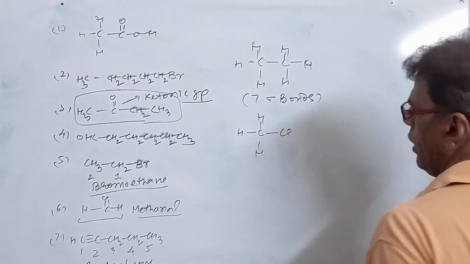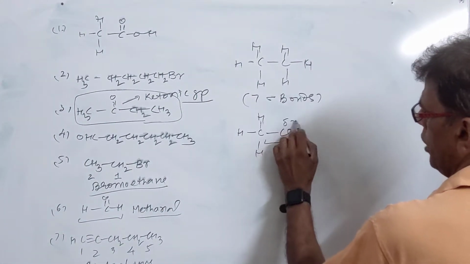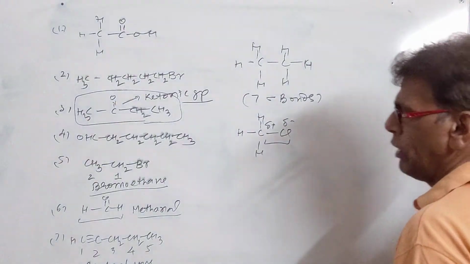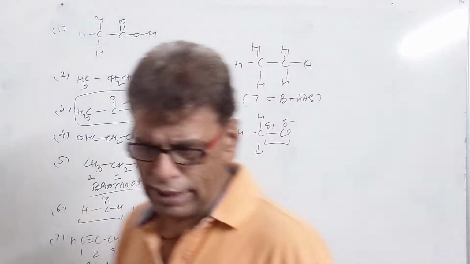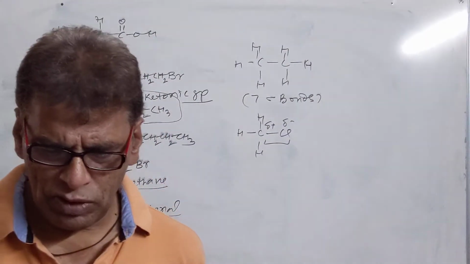All these are covalent bonds. This bond is polar, it will be having negative charge. This carbon will be having positive charge. So this is called a polar covalent bond. They are less polar as compared to the C-Cl bond.